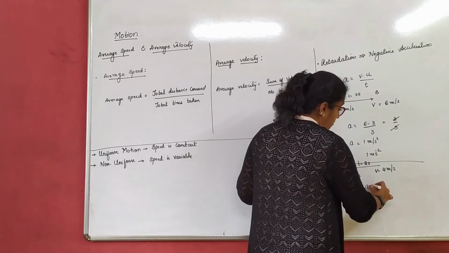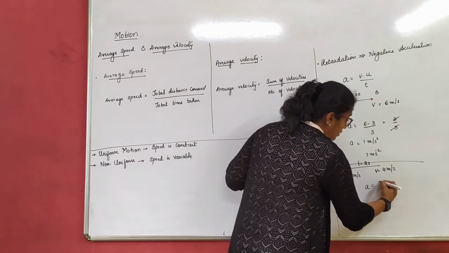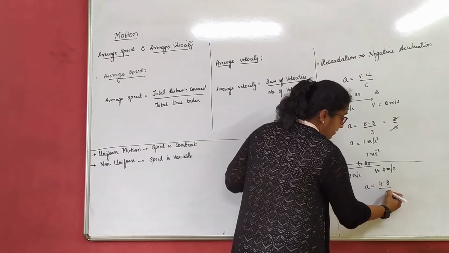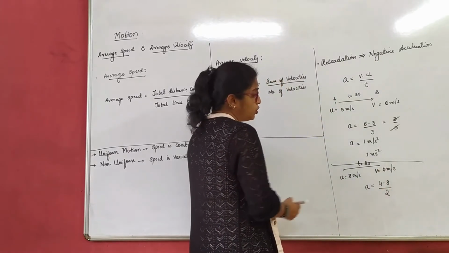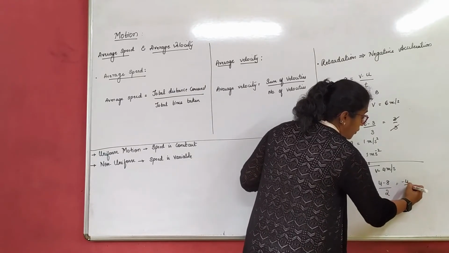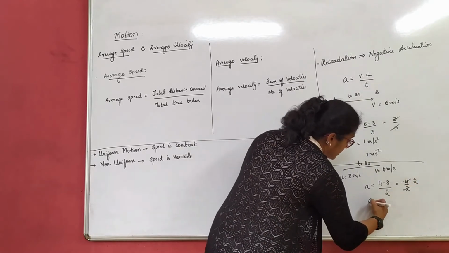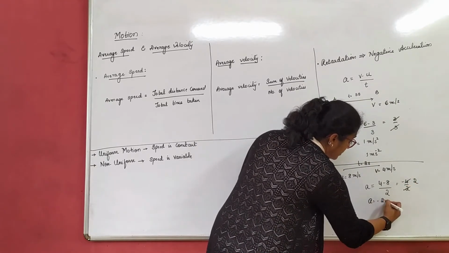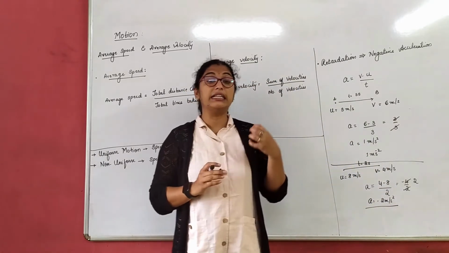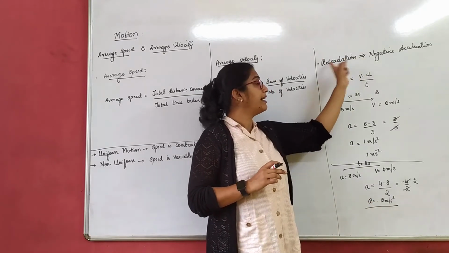We again know the formula, a = (v - u)/t. What is v here? v is 4. What is u? u is 8, divided by time 2. So 4 minus 8 gives me minus 4 by 2. Two twos are four, so the acceleration is minus 2 meters per second square. Now did I get a negative acceleration here? That is nothing but retardation.